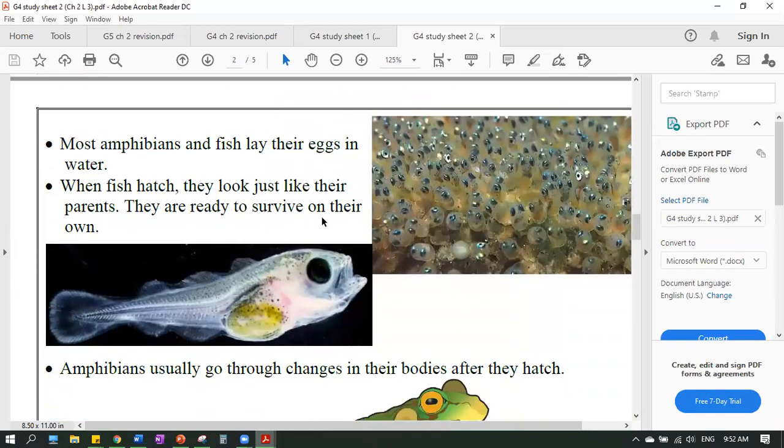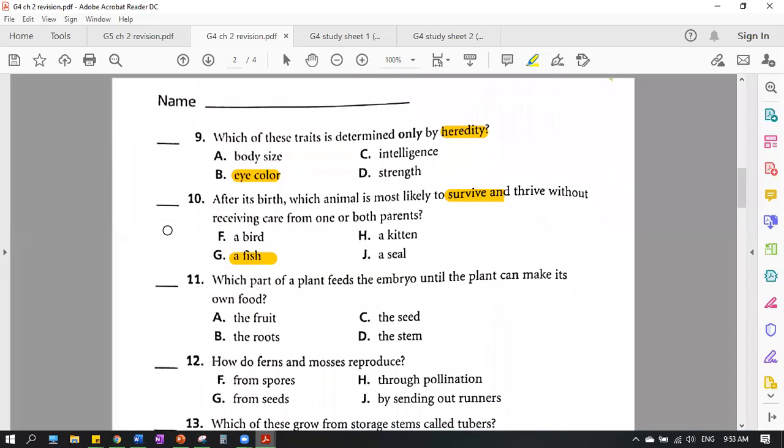But then we learned about fish, and we said that a fish, once it hatches from the egg, is actually 100% independent. It doesn't need its parents to tell her how to survive. She just knows what she's supposed to do. Okay. Thank you so much, Jenna.